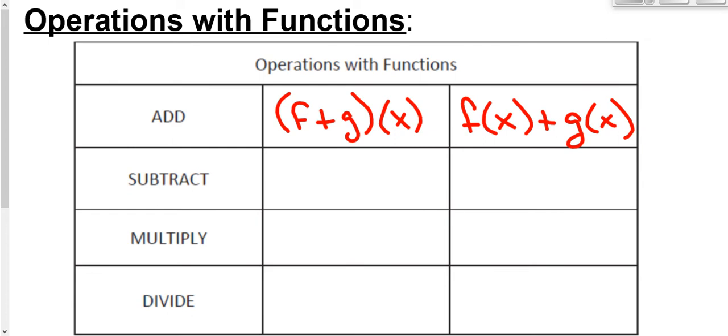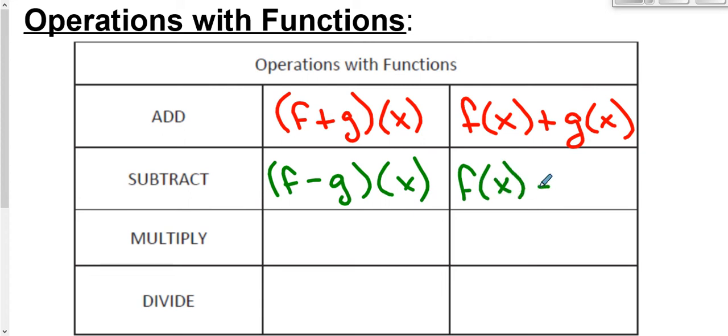Similarly, we can show that we're going to subtract functions by writing the function names f minus g of x. And that means that we're going to take the function f of x and we're going to subtract the function g of x. So f minus g of x means I'm going to subtract my two functions. The pattern for multiplication and division is very similar with one small difference.